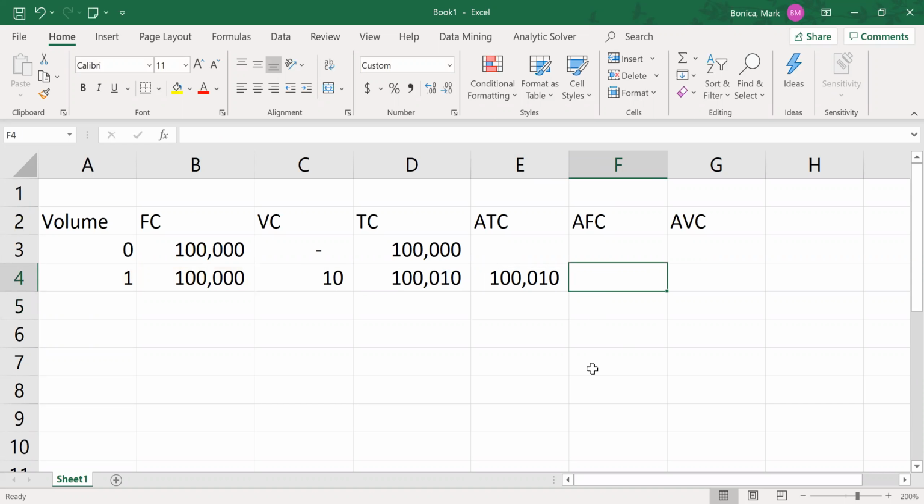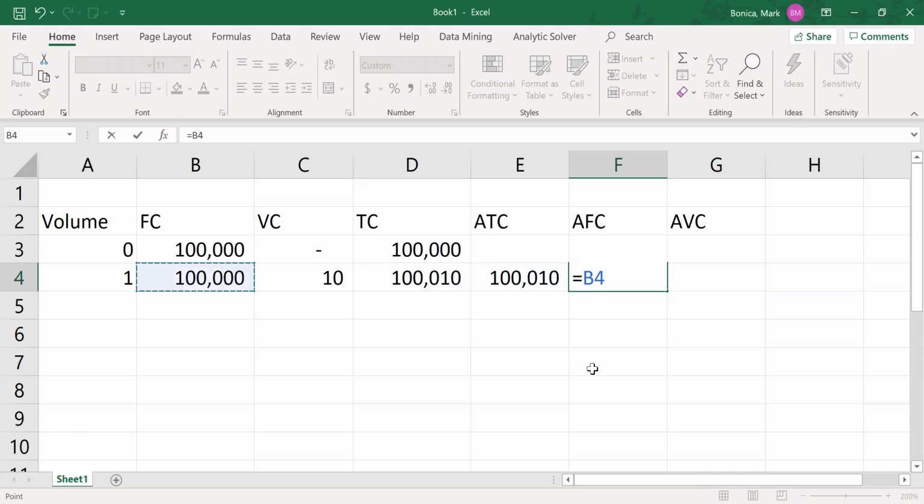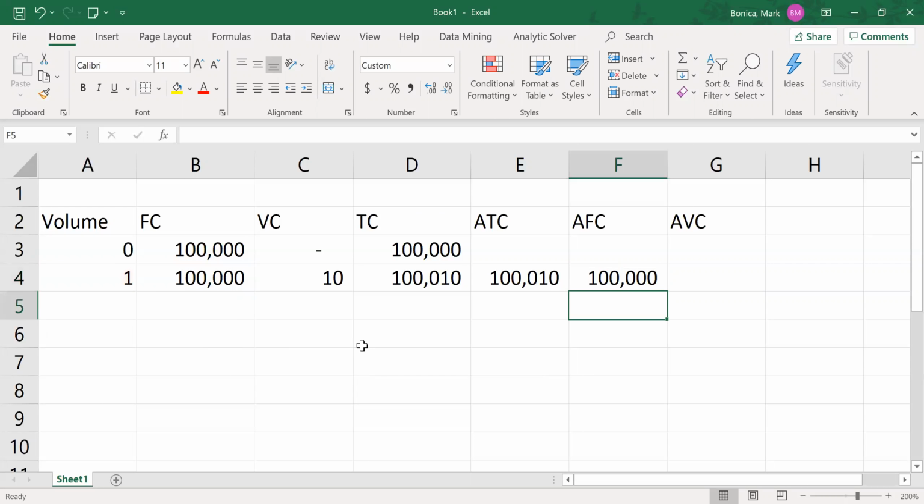The average fixed cost. So now, instead of just looking at the average total cost, I want to look at the average fixed cost. What am I going to do to get the average fixed costs? Well, average total cost was total cost divided by volume. How about average fixed cost? What do you think, Chloe? Fixed cost divided by volume. Very good. So I'm going to take my fixed costs divided by my volume. Okay, so B4, I'm going to take fixed costs divided by volume, and oh, hey, it's going to be 100,000.